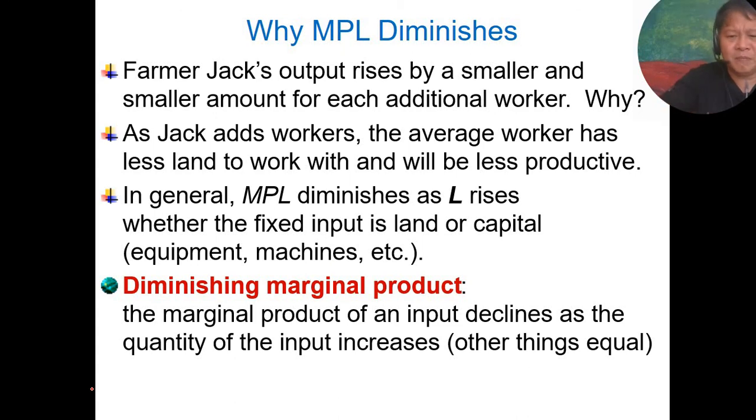So, diminishing marginal product: the marginal product of an input declines as the quantity of input increases, other things held equal, or ceteris paribus, as we said before. Okay?